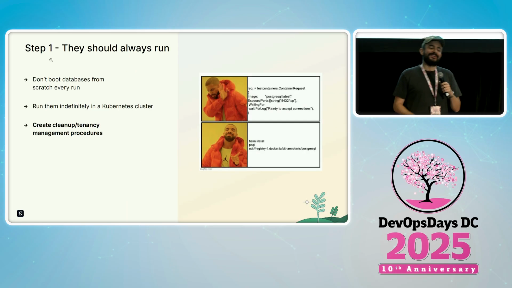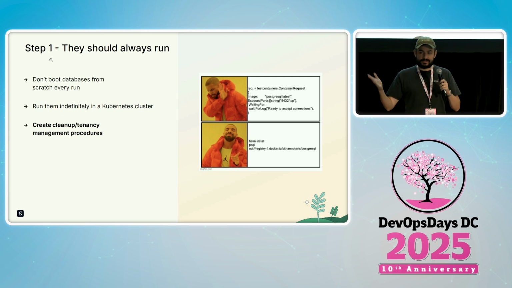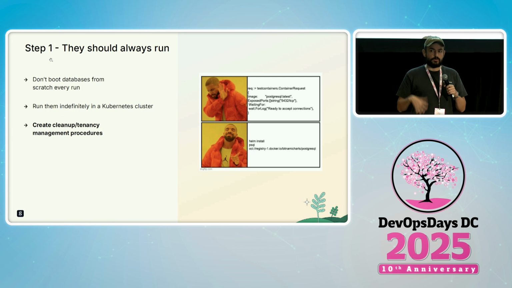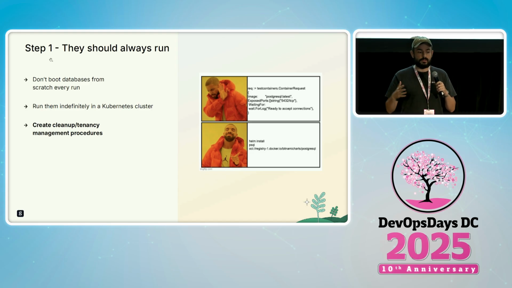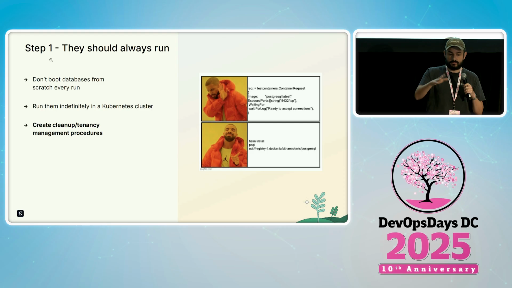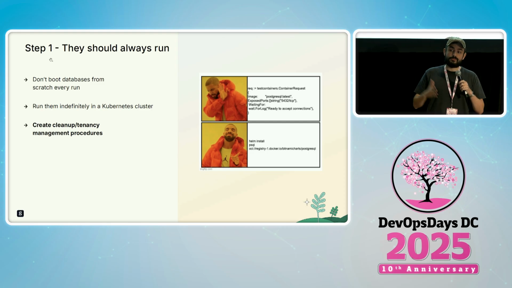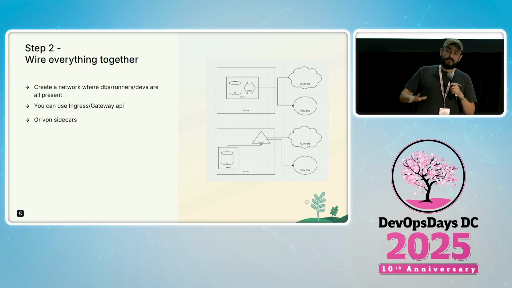So step one, let's start with just running them indefinitely. Why are we booting them as a container as part of the test suite in the first place? Just let the database run. We have Kubernetes at our disposal to make this an easy reality, and replace the atomicity of a container boot with a tenancy management or cleanup script. So instead of doing that nice container initialization, let's just run a database and create a cleanup procedure.